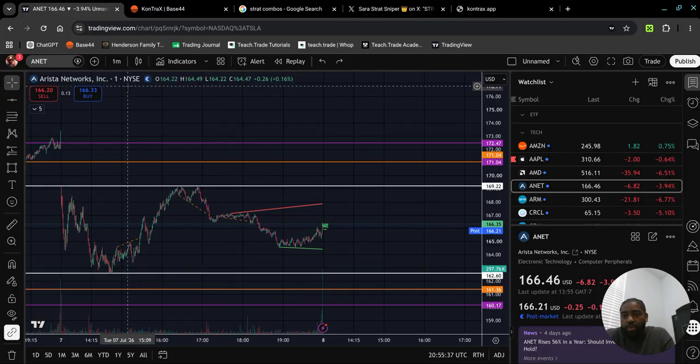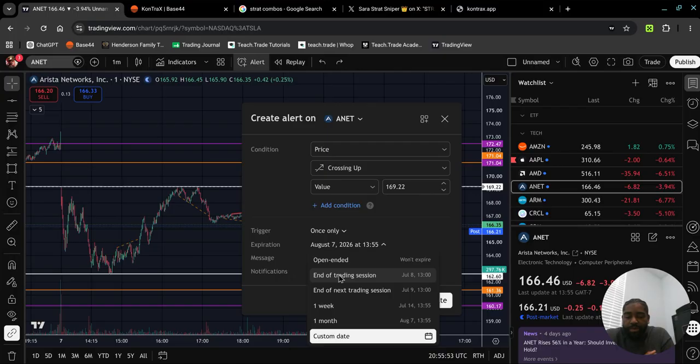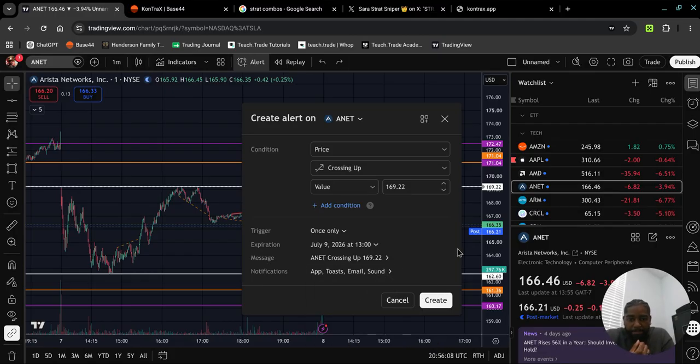So I'm going to go down to the 1 minute time frame at this point, and I'm going to set an alert here. So set my alert for price crossing up once it reaches above 169.22, and be sure to set your expiration for the end of trading day or end of trading session, or the end of the next trading session. Don't put it out for a week or a month, unless you're playing a long game or something like that. But I'm only day trading, so I usually put it out for either the end of the next day or end of the day after.